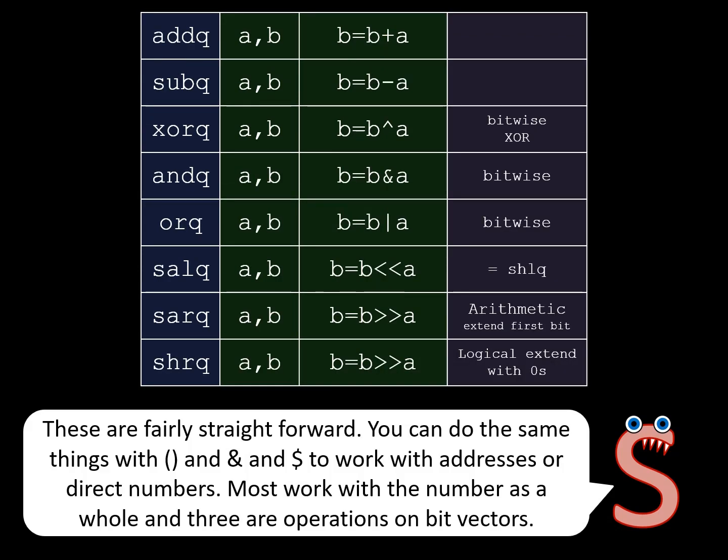These are fairly straightforward. You can do the same things with parentheses and ampersand and $ sign to work with addresses or direct numbers. Most work with the numbers as a whole, and 3 are operations on bit vectors.